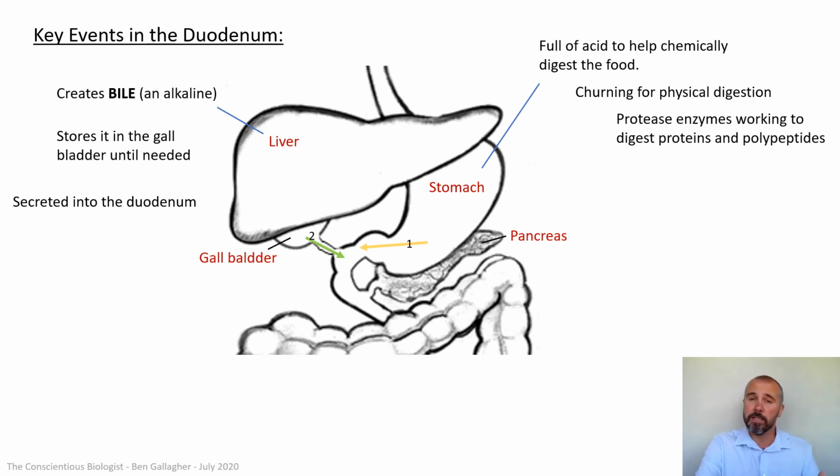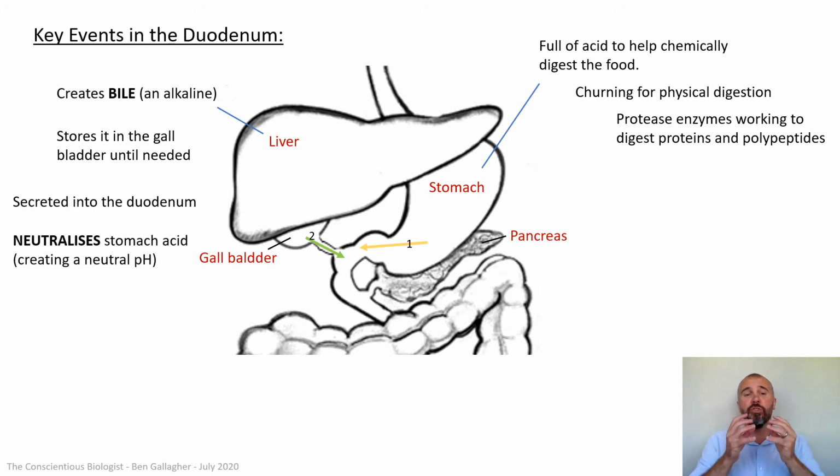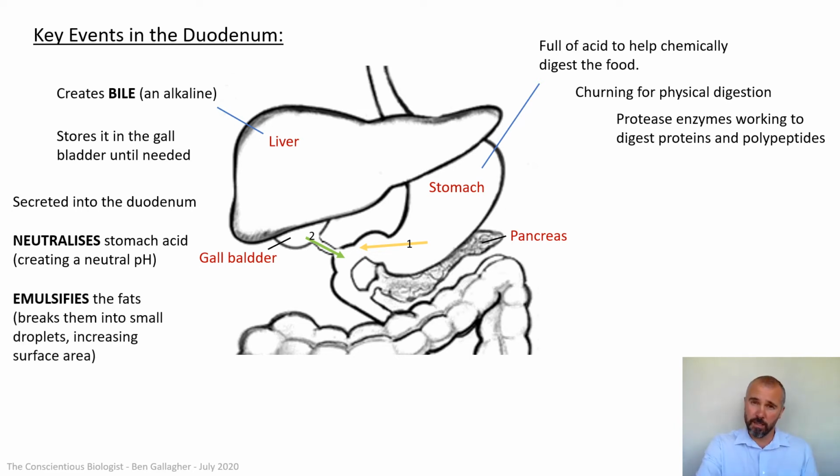Now think, we've said bile is an alkaline. The stomach was full of acid. So the first thing that's going to happen is that bile is going to neutralize the stomach acid, creating a neutral pH. Most enzymes want a neutral pH, so that's really good. Plus, we don't really want a strong acid going through the small intestine creating damage. So that's really important, that step 2, that bile comes in. But of course, bile does the other thing that we talked about in video 1, it emulsifies the fats. That breaks the lumps of fat down into much smaller droplets. That dramatically increases their surface area so that enzymes can attack them more quickly.